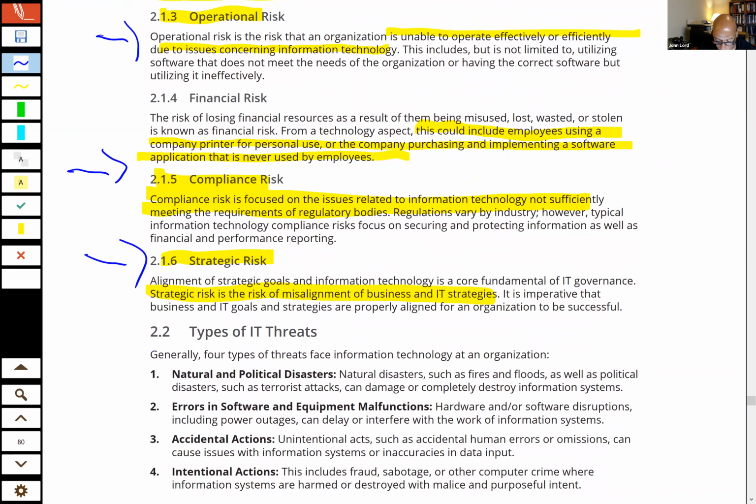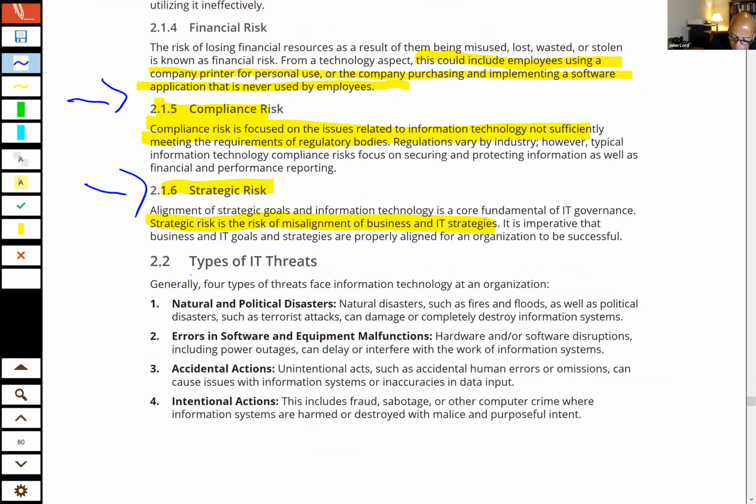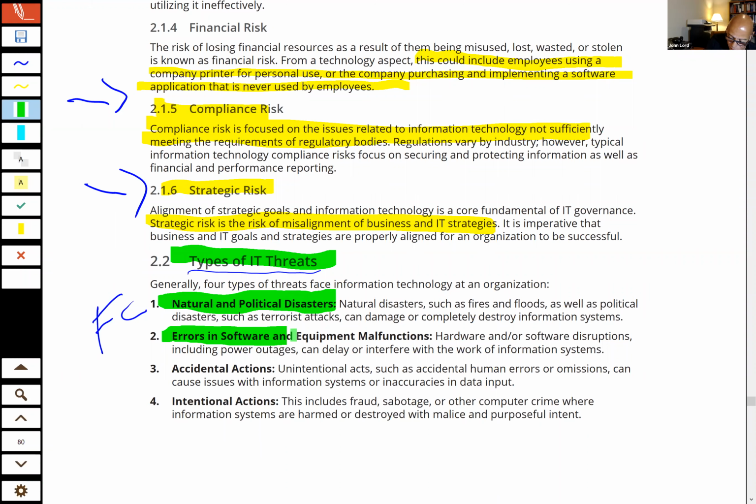Now here they start to get into types of threats, and threats and risk to me are synonymous. But let's just go ahead and make a separate flashcard that talks about the various types of threats. So you could have natural and political disasters. I think we're getting a good dose of that on a daily basis, right? Errors in software, equipment malfunctions, accidental actions.